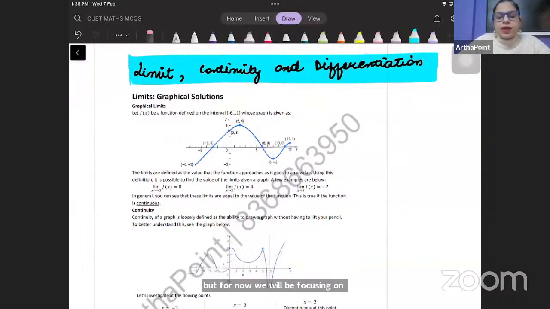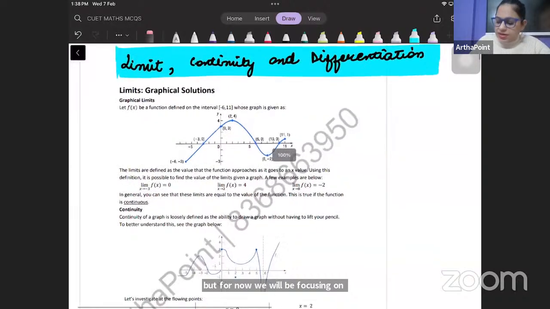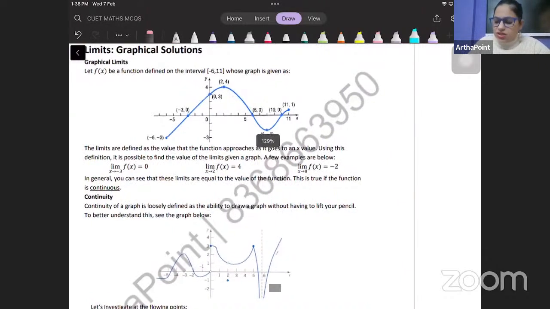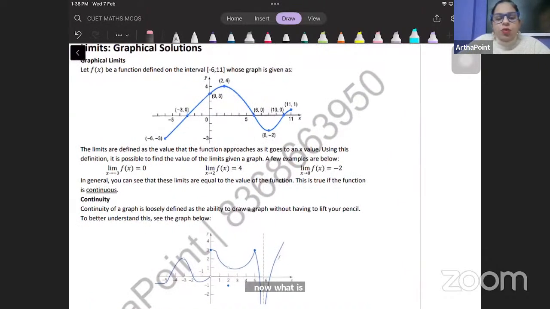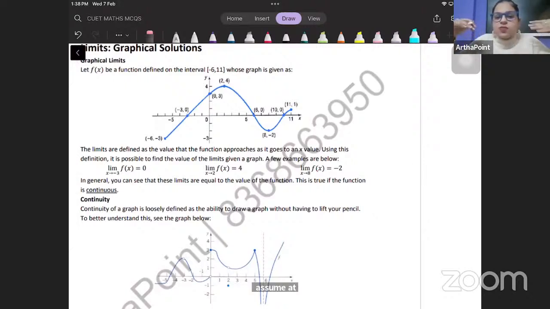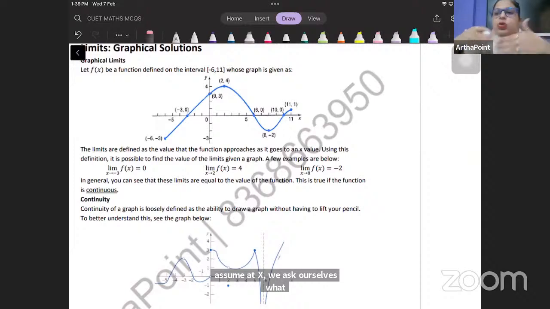Let's start with it. सबसे पहले हम बात करेंगे लिमिट की. Now, what is limit? Limit होती क्या है? Whenever we talk about limit, it is simply the value that the function takes at a particular x. The only difference in limit, क्यों हम उसको limit बोलते हैं? Because we don't assume at x. We ask ourselves what happens when the function approaches x.